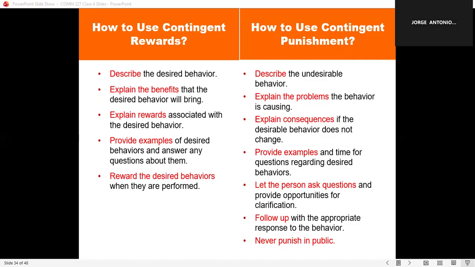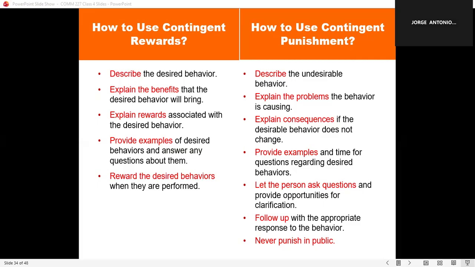This process begins by describing the undesirable behavior and explaining why it's a problem. Also, managers should clearly explain what consequence would follow if the behavior continues. So again, giving examples should help in that regard. Sometimes understanding what's wrong is not easy for employees, so leaders should allow individuals to ask questions and fully understand what needs to change. Follow-up is important.